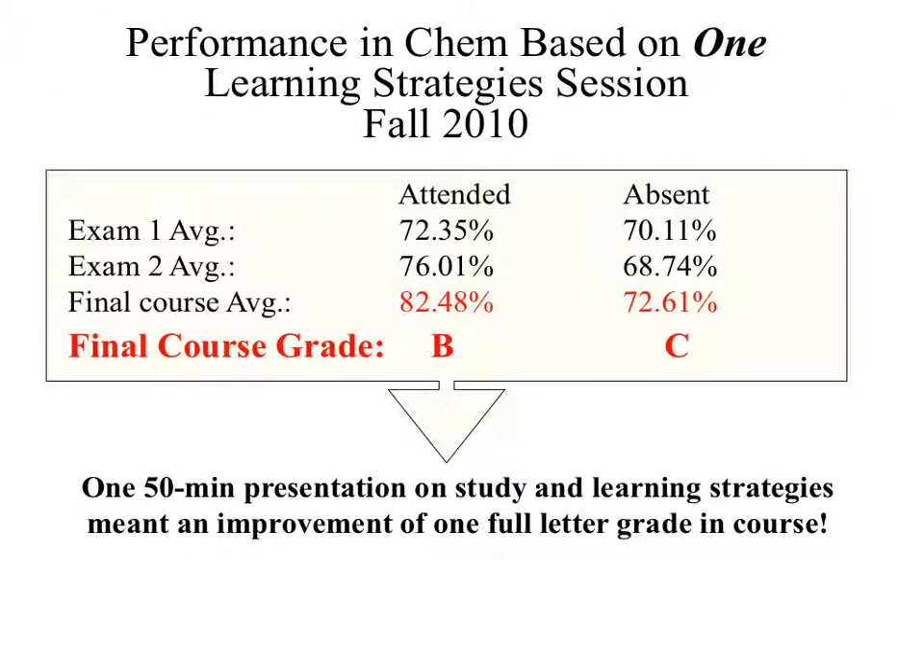So based on these studies done at LSU, they posted some averages for students that attended their learning strategies seminar and those that did not attend. And what you'll notice is that the ones that attended were able to bring up their average course grade after the first exam into the B range, but on average, those that did not attend the learning strategy session still maintained a C average in the class. And the only difference between these two groups of people was whether or not they attended one 50-minute presentation.